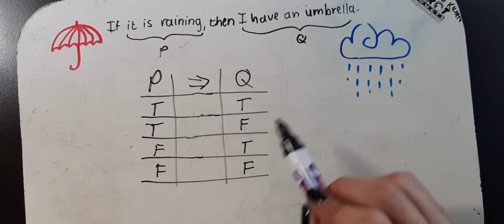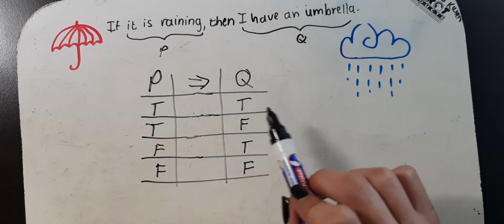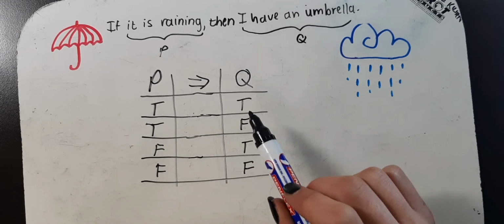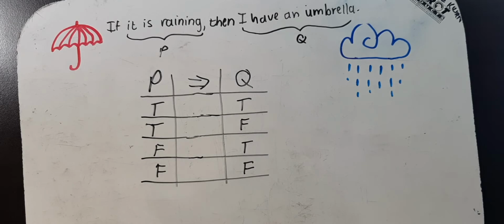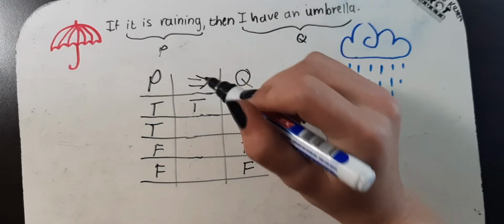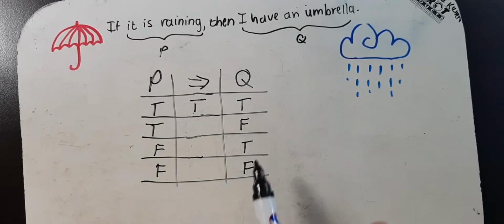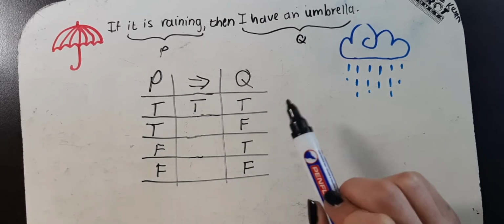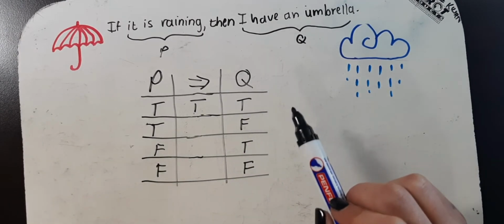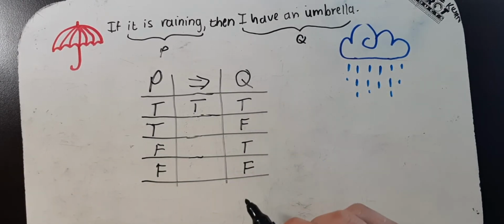So for the first scenario, a truth implying a truth. So it is raining and I have an umbrella. This means I told you the truth. So this is true. A truth implying a false. So it is indeed raining, but I do not have an umbrella. This means I lied to you.